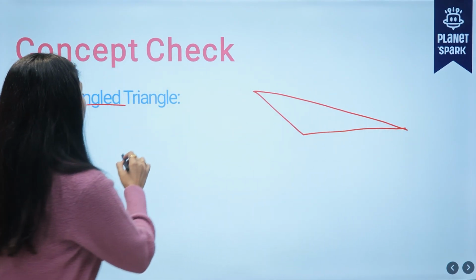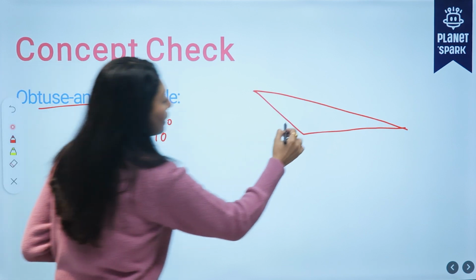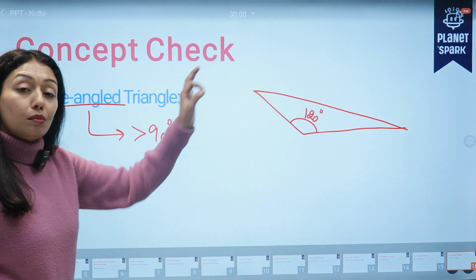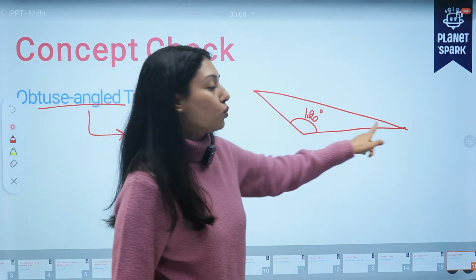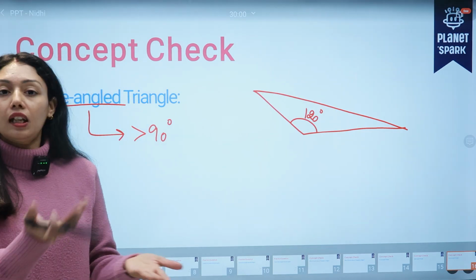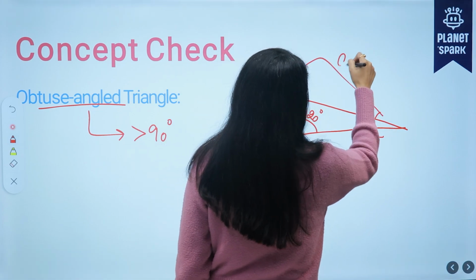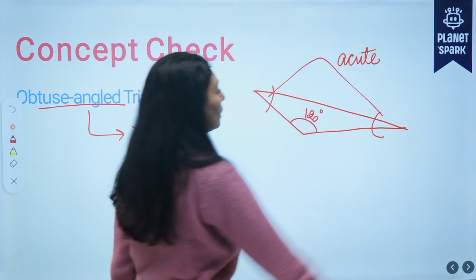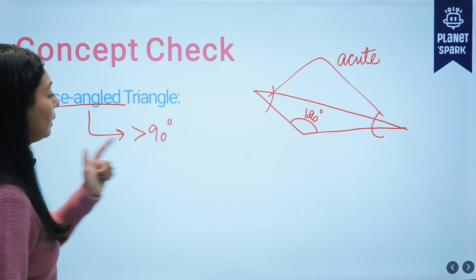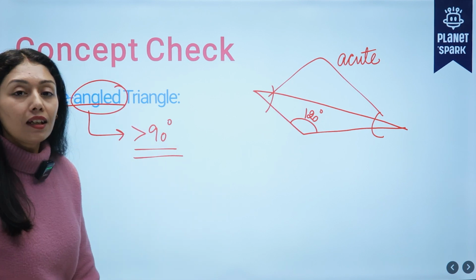If one angle has a measure of more than 90 degree, let's say we take this angle as 120 degree, that means 180 minus 120 will be the sum of these two angles. Two angles whose sum is less than 90 will individually be less than 90, that means these two angles will again be acute angles. So obtuse angle triangle has one obtuse angle, right angle triangle has one right angle. And you all know obtuse angle means measure more than 90 degree.